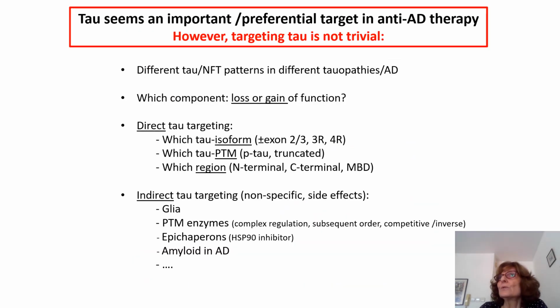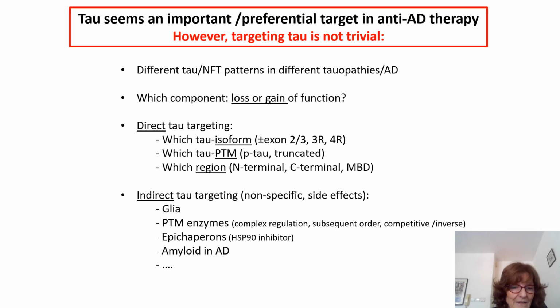So if we believe that tau is a good target for tauopathies and Alzheimer, actually it's not so trivial to target tau. And why? First of all, as we said, different tau and different tangles in different tauopathies. We have to be very specific in this targeting. How do we select which component to attack, the loss or the gain of function of tau? And if we want to target the tau directly like antibodies, which tau isoform? Which isoform among the six of them? Which tau post-translational modification should we attack, the phospho-tau or the truncated? And again, in a direct targeting, which region, the N-terminal, that's relevant for the extracellular tau, or the C-terminal or microtubule binding domain, which are more relevant to aggregation.